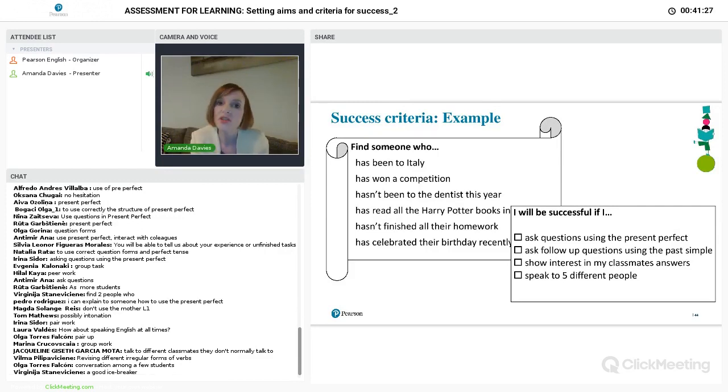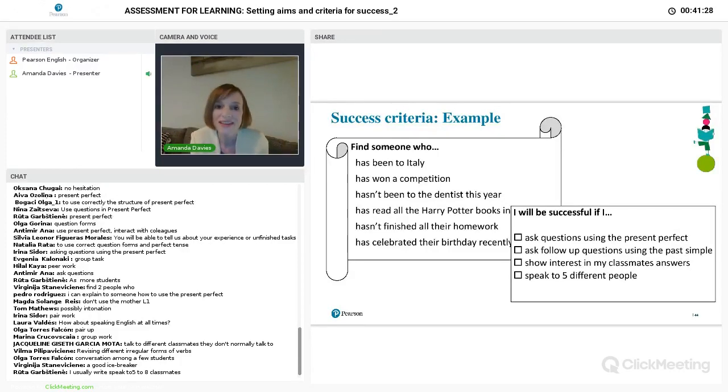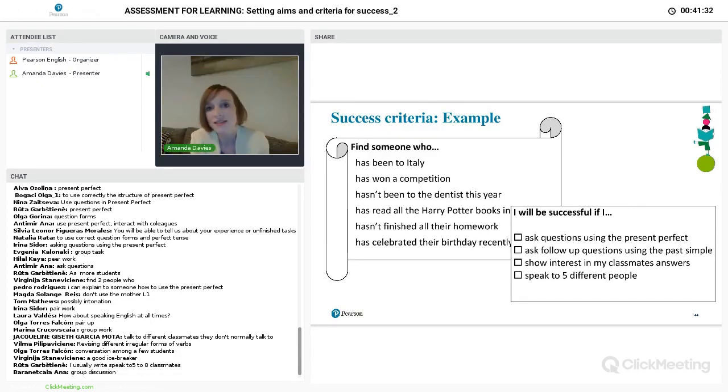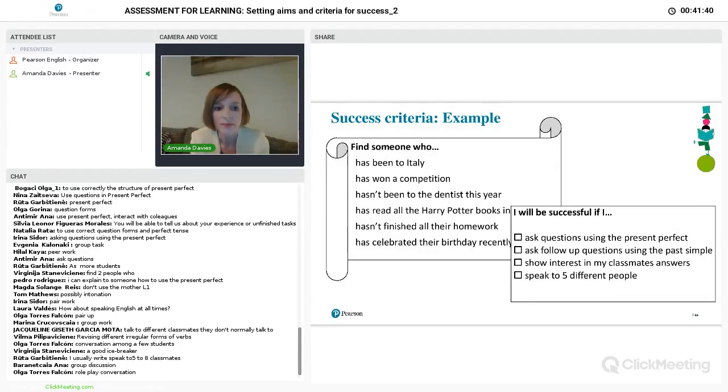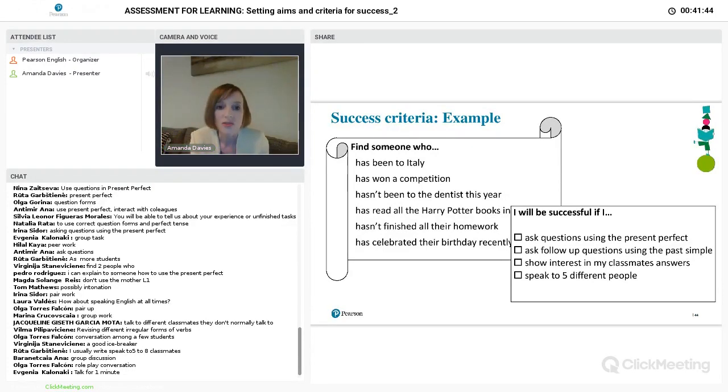And I found when I started using success criteria for speaking tasks, the students got a lot more out of it. When I don't set success criteria, sometimes the speaking task is over in about 30 seconds because the students have just taken the fastest route to finishing. Whereas success criteria makes students stop and think about what they need to do to be successful and gives them more of a challenge.